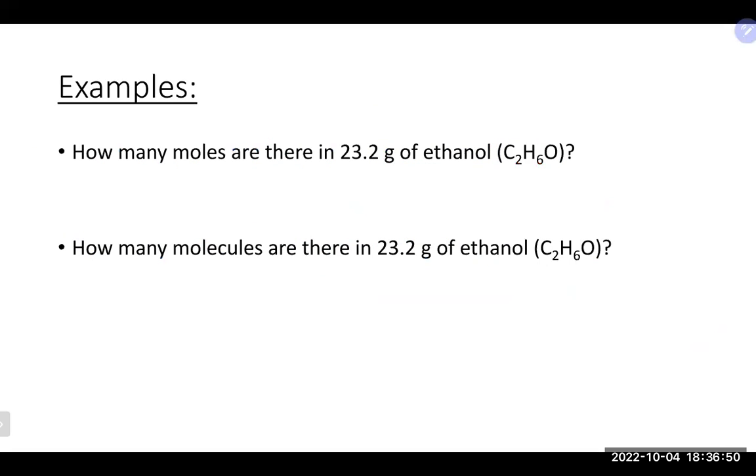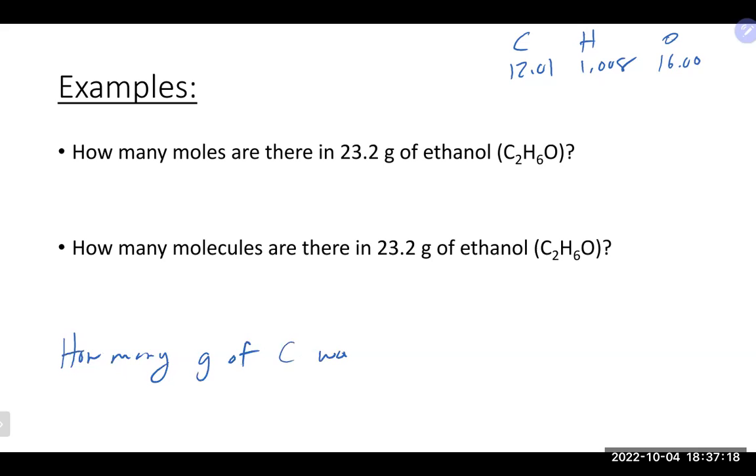All right, so why don't we try these two here? I'll give you some numbers here. Carbon is 12.01, hydrogen 1.008, oxygen is 16. While we're at it, how many grams of carbon would there be? Starting with the same amount, obviously.